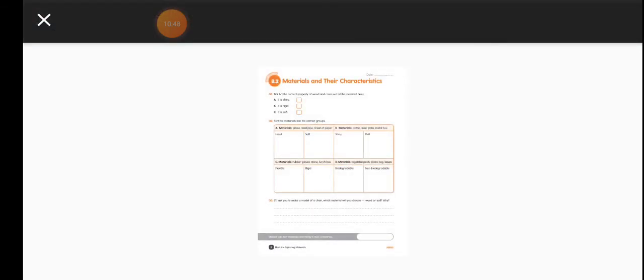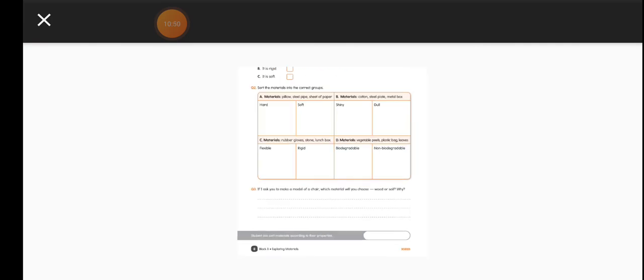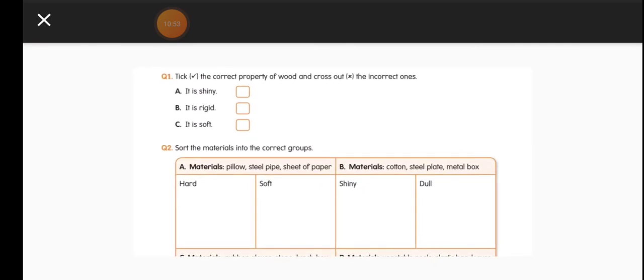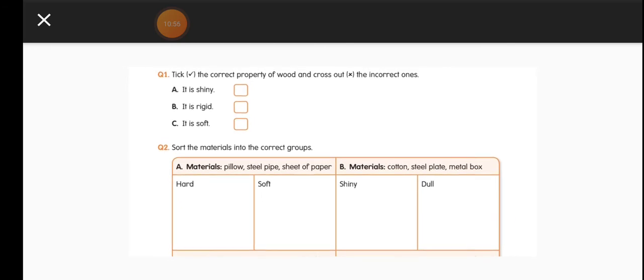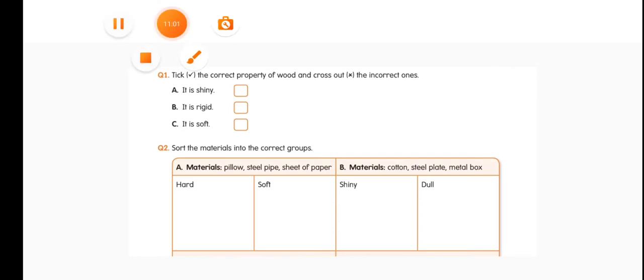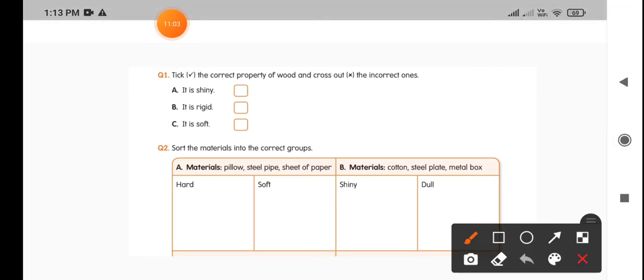Right? Now after reading this, we'll go through the worksheet. What questions are given here, we'll see, children. The first one is: tick the correct property of wood and cross out the incorrect one. What are the properties of the wood? You have to find out. Is the wood shiny? No, it's not shiny. Is it rigid? Rigid means cannot bend easily. Yes, the wood cannot bend easily at all. So you choose this as the property of the wood. And is it soft? Is the wood so soft like a sponge?